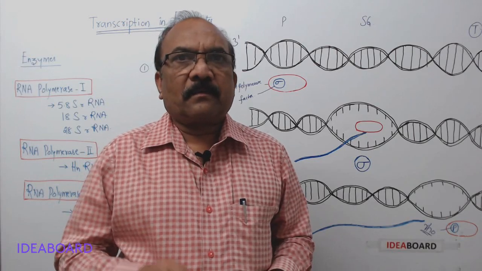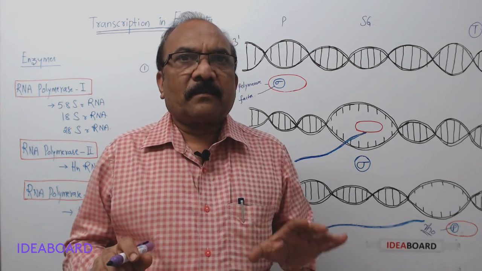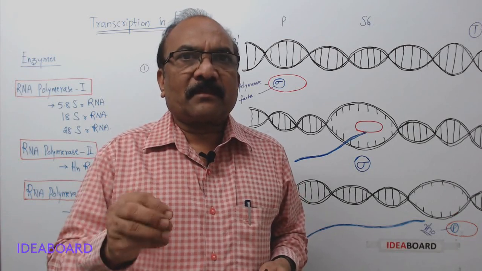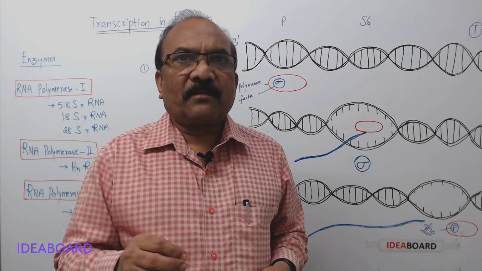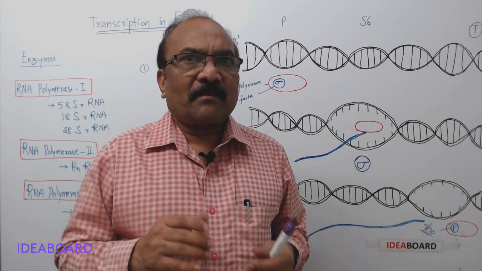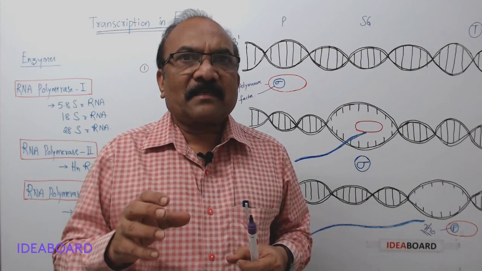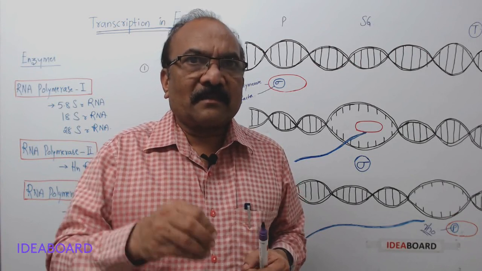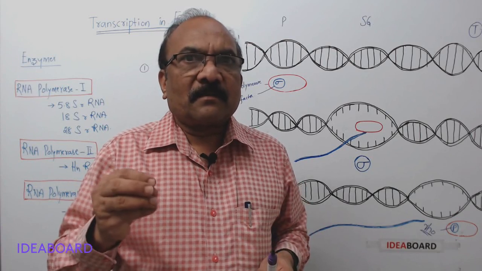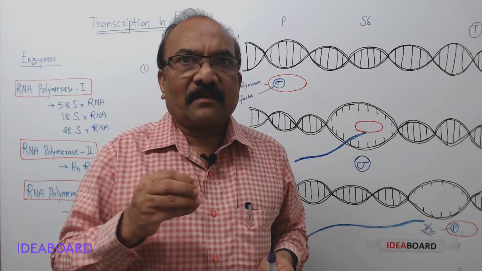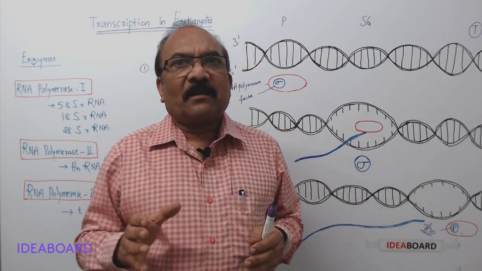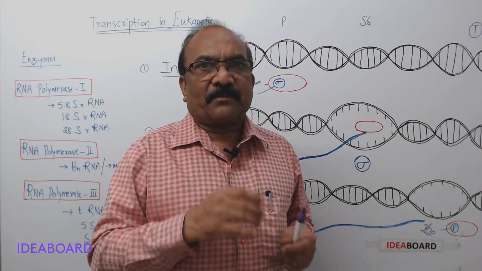Hello students, in this video we will discuss transcription in eukaryotes. In the previous video we discussed transcription in prokaryotes. Now it is the turn of transcription in eukaryotes. The mechanism will be the same, but this transcription in eukaryotes occurs in the nucleus. Transcription, of course, is required for the synthesis of RNA. And already we have come to know that all types of RNAs are formed only through this process called transcription.